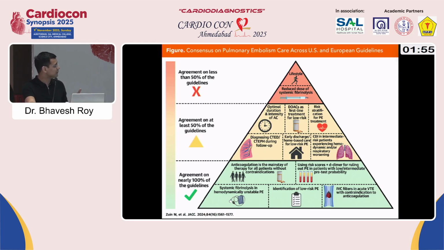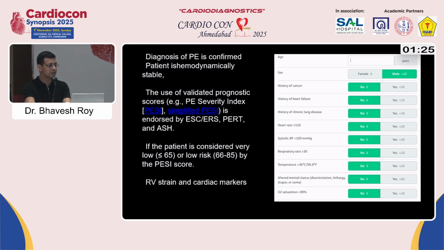But see the middle one. There is an agreement in only 50% of the trials, and this is the confusing area or dilemma area. What is the optimal duration? Whether to start oral rivaroxaban or apixaban directly without LMWH? What is the risk stratification for PE treatment later on? Whether CTEPH will happen or not? Whether this patient should have inpatient or OPD based treatment? And how will the intermediate risk patient behave later on? There is no consensus for that.